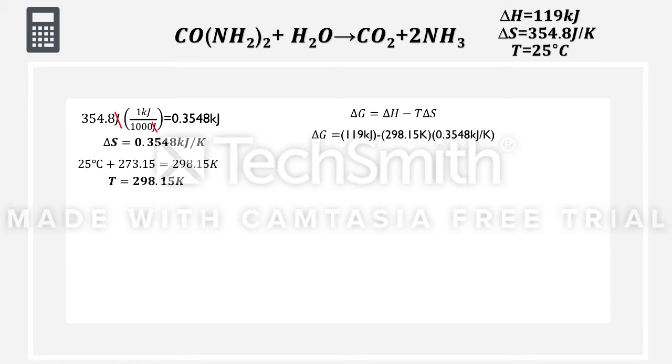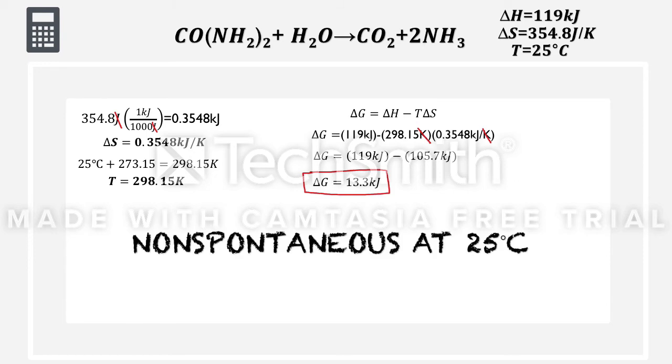Now the first step is to multiply T times delta S, and that gets us 105.7. So as you see, now we have to subtract 105.7 from 119. That gives us delta G equaling 13.3 kilojoules. That means that the problem is non-spontaneous at 25 degrees Celsius.